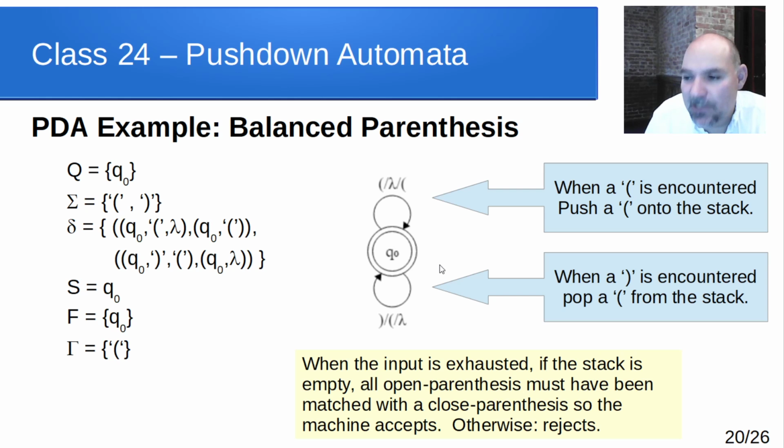It's a very simple machine to do something that we could never do with a DFA. A DFA could not do this, but we can do it with one state and two transitions with a pushdown automaton.